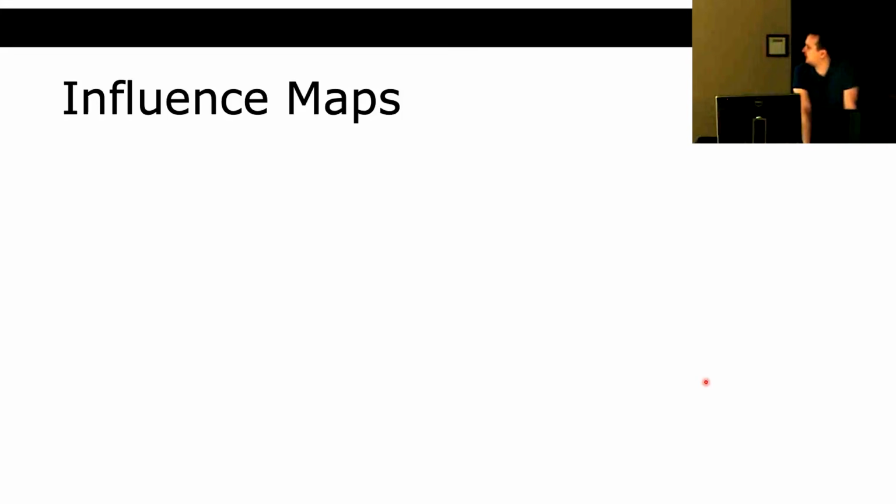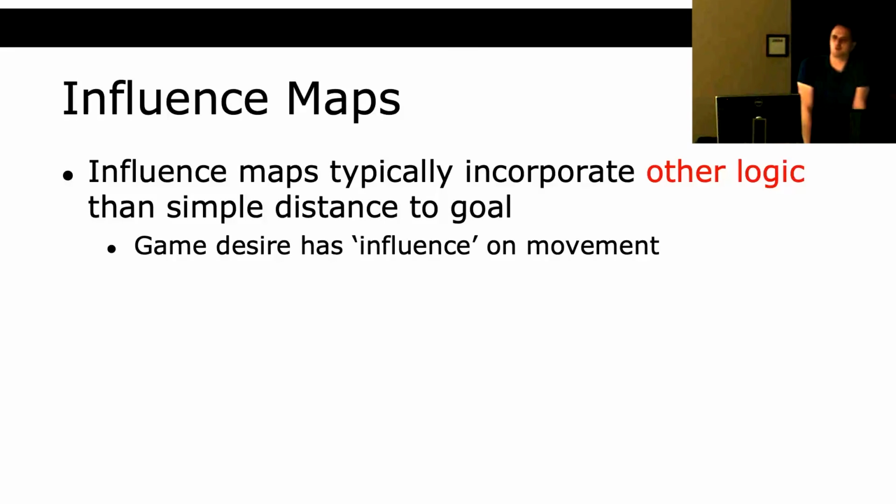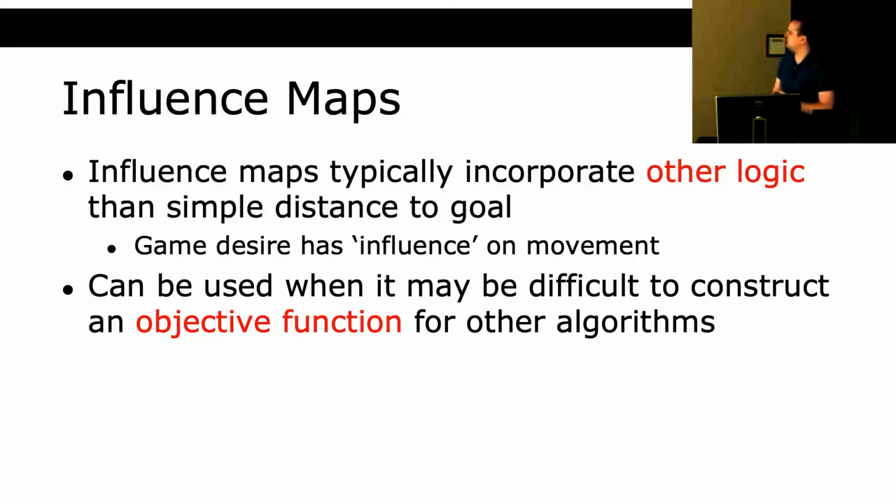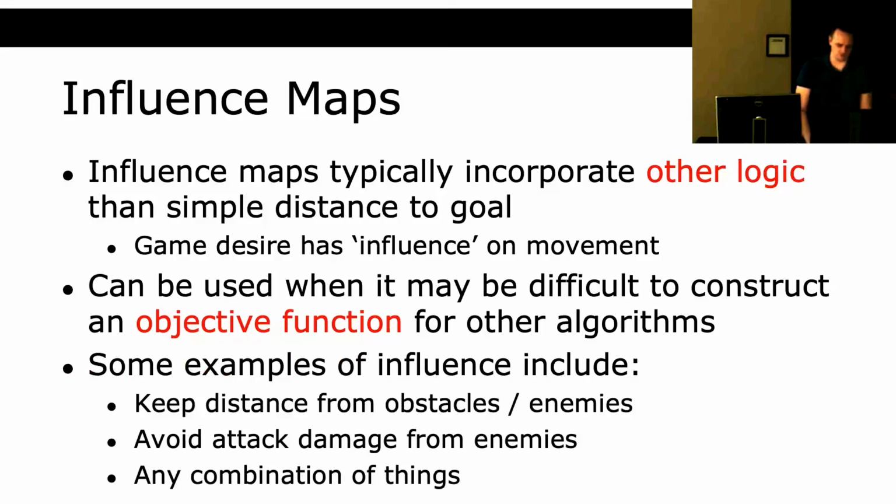The last thing I'll talk about is called an influence map. Influence maps are typically used to incorporate other logic that is not just pathfinding, and are often used when it's difficult to come up with a really good objective function that you want to minimize or maximize. Some examples might be, okay, I want to do some pathfinding, but I want to keep some distance from an enemy location. Or I want to be able to attack something but avoid cannons that the enemy might have. So it's a really simple addition to a vector field.